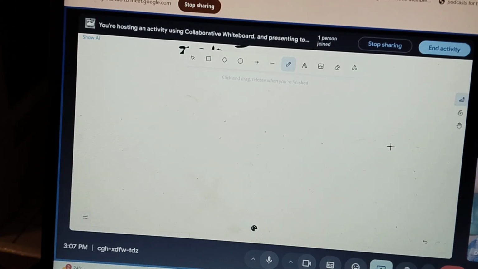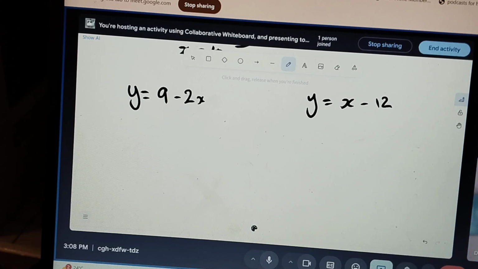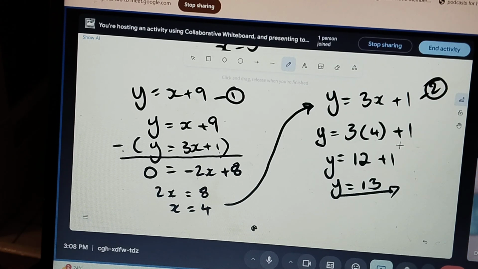Alrighty, Sarah's turn. So, y equals 9 minus 2x. But y also equals x minus 12. Tell me when you've got it written down. Okay. You got it down? Yes. Then I'm going to leave this one on the screen so that if you want to refer back, you can.